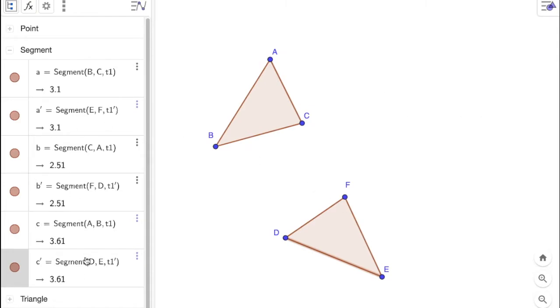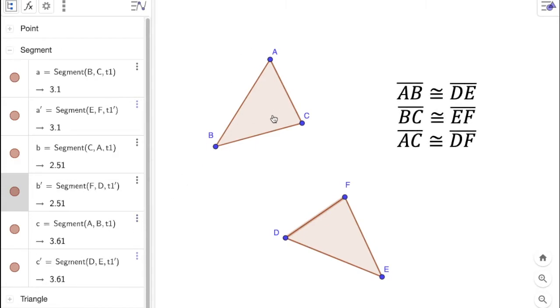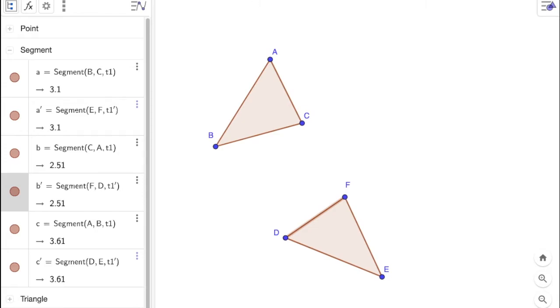Well, if you look at the margin, you kind of already have a spoiler, right? Segment EF, if we're going in letter order, would correspond to BC, and they're both 3.1 units. And then our last segments, AC and DF, are 2.51 units. So every corresponding segment is congruent to each other. So we're on the right track here. The only thing we would have to investigate now is some angle measures. So let's get some angles on the screen now.